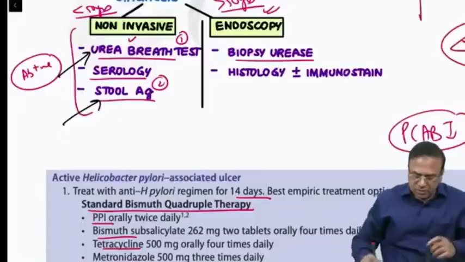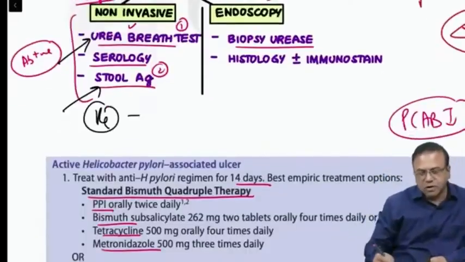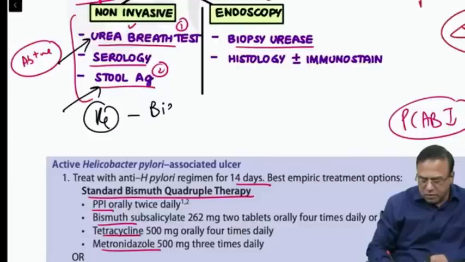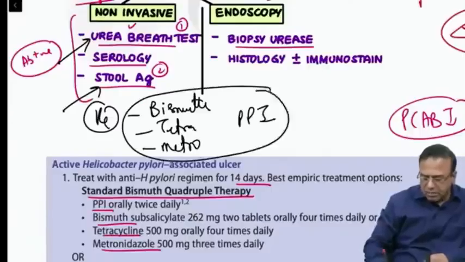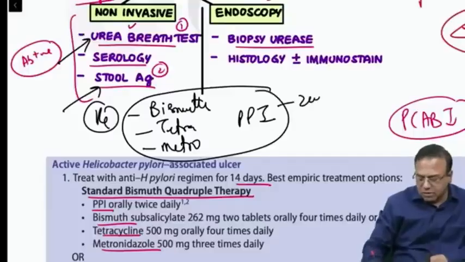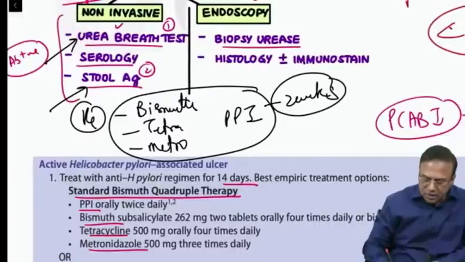Okay, to summarize, in the treatment, go for bismuth quadruple regimen. What is bismuth quadruple regimen? Go for bismuth, tetracycline, metronidazole, and proton pump inhibitor. This is the bismuth quadruple regimen you should give for 2 weeks. This is the standard treatment now. Right now we are using it in India. This is very difficult to tolerate for 2 weeks, that too.